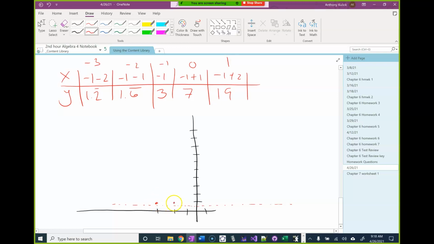And then I have -3 and 1.2, -2 and 1.6, -1 and 3, 0 and 7, and then 1 and 19.